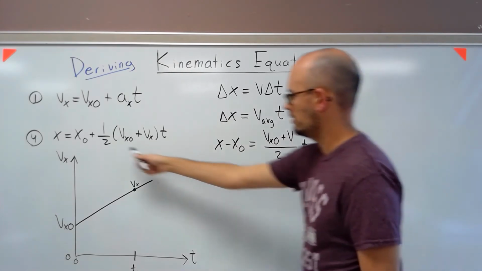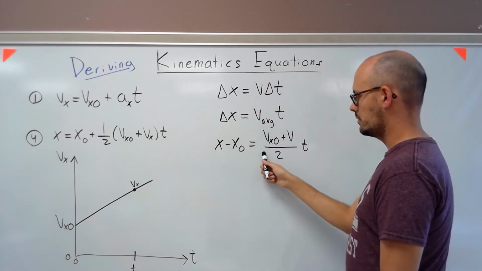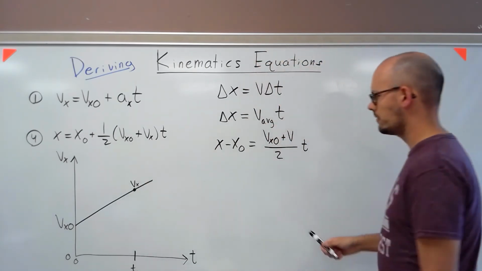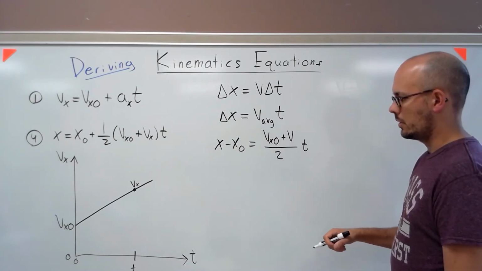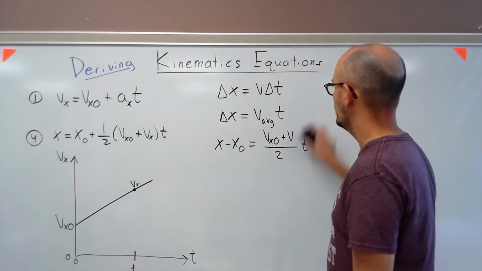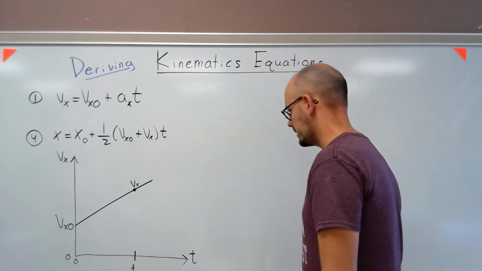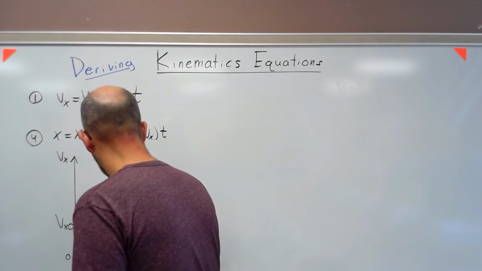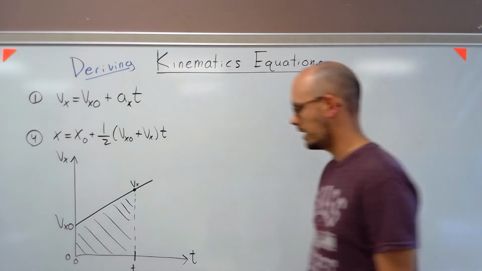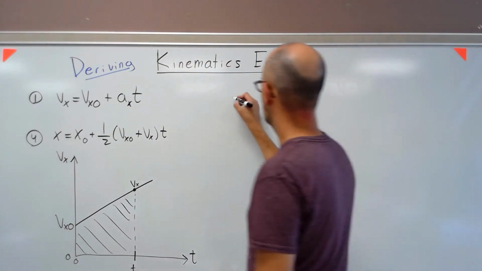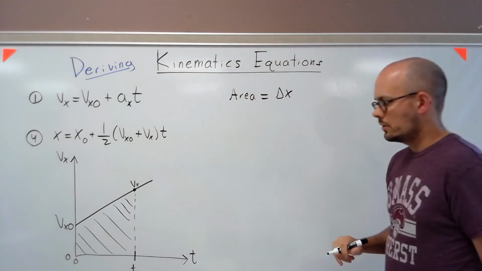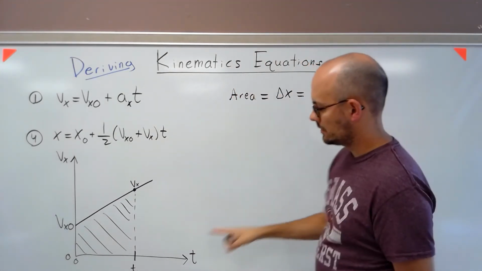This is almost the same equation. If I add x naught to both sides, and really dividing something by 2 is the same as multiplying it by a half, so I'm kind of already there. But I want to show you one more thing. The other physics concept that we know from velocity versus time graphs is that if I find the area under the graph, if it's a velocity versus time graph, that gets me the displacement. So area equals displacement. That just means that the displacement is equal to the area of this shape.